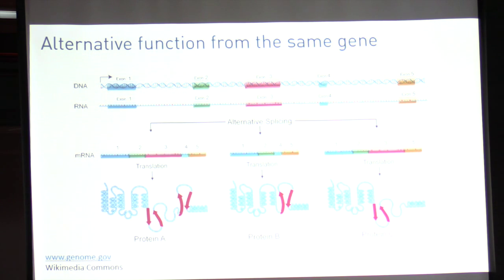And the reason for this is that it allows for alternative splicing. So with this same set of nucleotides, you can come up with several different proteins just by rearranging the exons in different order, or not putting them all together into the same message.